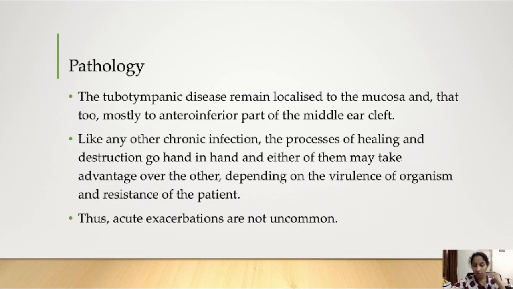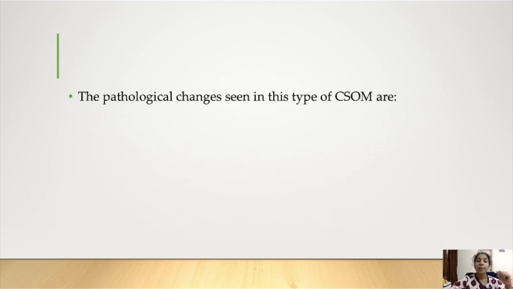So, this will be in the antero-inferior part, and the infection's ongoing course will depend on the virulence of the organism and the resistance of the patient. Pathological changes seen in this type of CSOM are a perforation of the pars tensa. This is the tubotympanic type. So, perforation of the pars tensa.